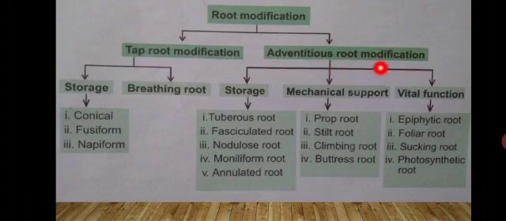In the adventitious root modification, they are classified into storage, mechanical support and vital function. In storage, there are tuberous root, fasciculated root, nodulous root, moniliform and annulated root. These are the five major categories. For example, tuberous root: sweet potato, in Tamil we say Chakaravalli Kelangu. Then next, fasciculated root. Fasciculated roots are present in the dahlia plant, which in Tamil we say Tannir Vittan Kilangu.